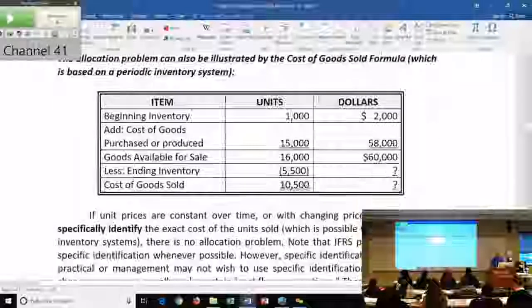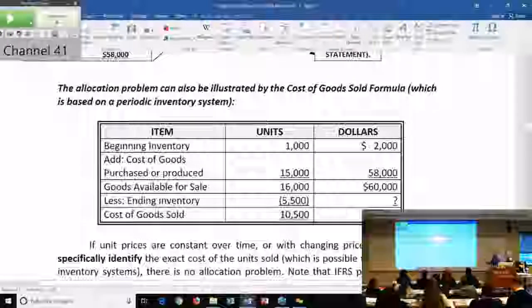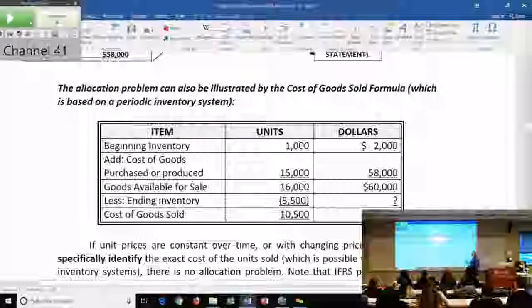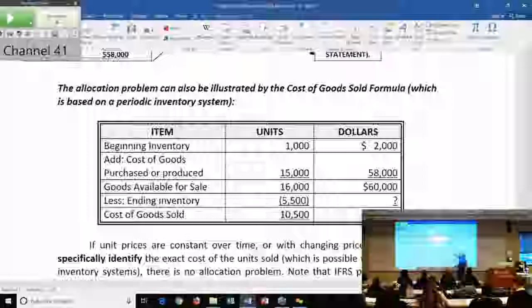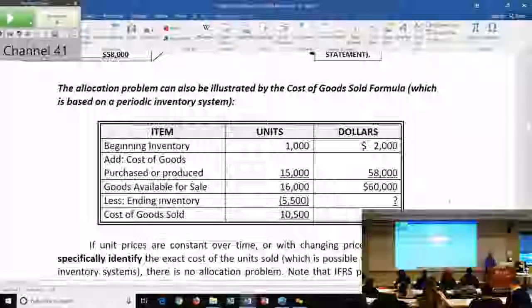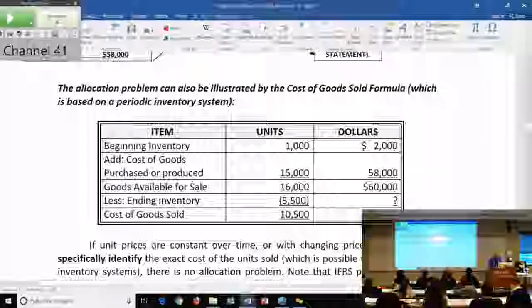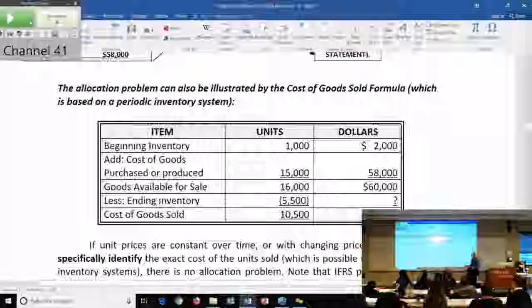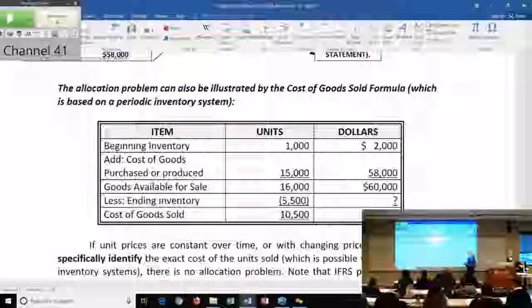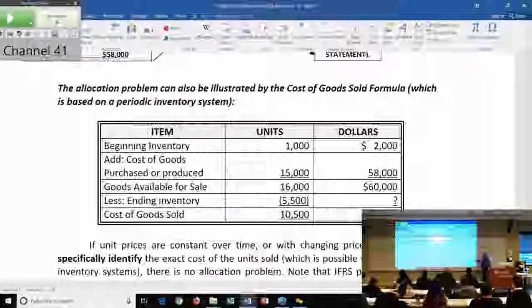Now, the cost flow assumptions, this is another way to look at it, the cost of goods sold formula is the same thing. You're getting inventory purchases, goods available, how do you allocate it? So that's the inventory allocation problem. And of course, if constant prices are the case, you don't have an allocation problem. In other words, if you only have one price, and that price never changed, you don't have an allocation problem. But with changing prices, then you've got to make a decision.